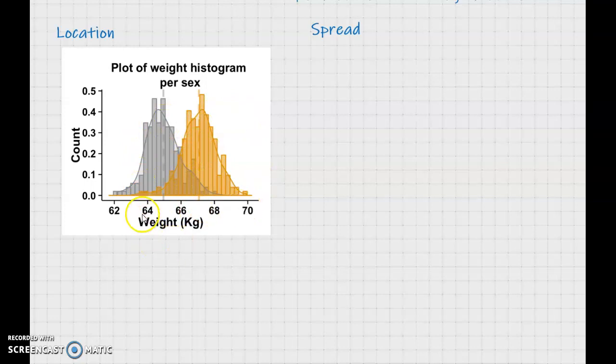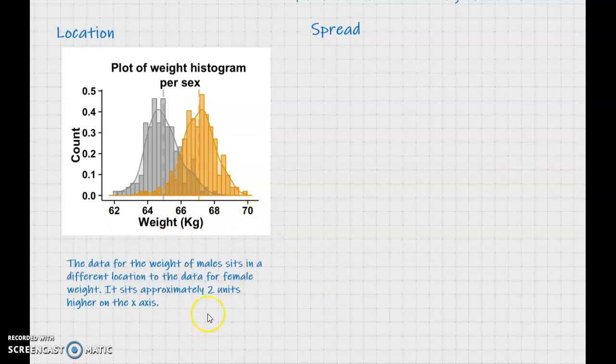So this means they take up a different location on the number scale. If you wanted to describe it, you'd say something like the data for the weight of the male sits in a different location and it sits approximately 2 units higher on the x-axis. I assume this dotted line was the median, and I used that to help me with saying the median looks like it's about 65 and 67. So that's how I got that.